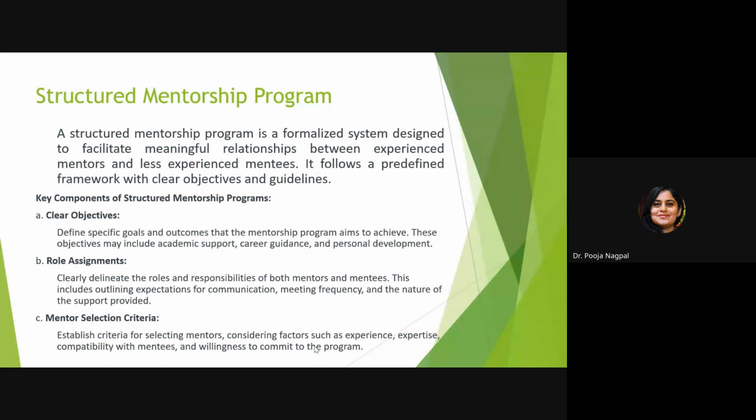Next is role assignment. Clearly delineate the roles and responsibilities of both mentors and mentees. This includes outlining expectations for communication, meeting frequency, and the nature of the support provided. For example, if your mentor is new or a fresher, you can define some roles for them: what they are supposed to do while conducting the counseling or mentoring session. Same for the students also, because suppose your students are in the first year and haven't heard about this mentorship program. You need to specify that you have to be here at this time slot in this room for the mentorship program. What will be discussed? If you want to discuss some academic stuff, you are more than welcome.